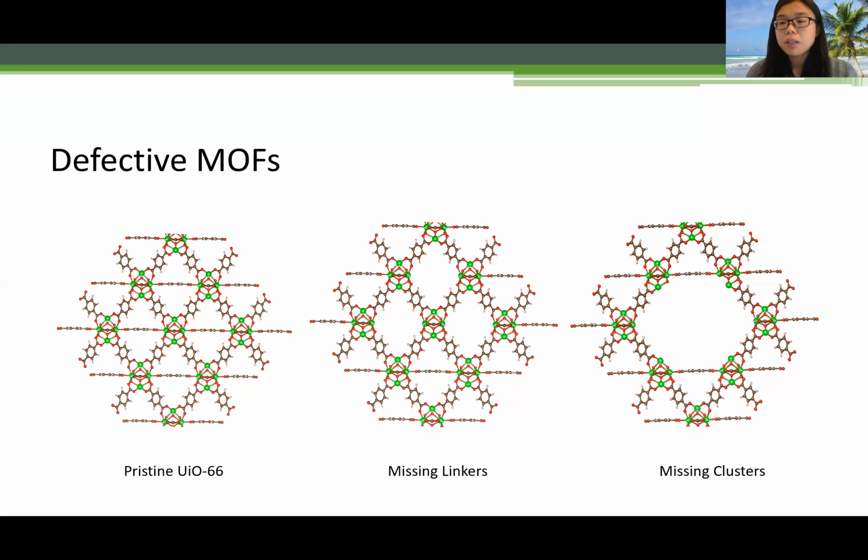There are two common kinds of defects, missing node and missing linker. Missing linkers are by far the most common. They are always present and they can be tuned by changing the modulators. So we focus on missing linkers in our study.